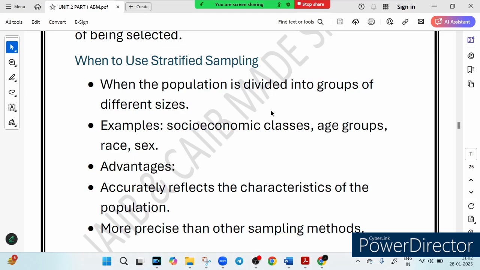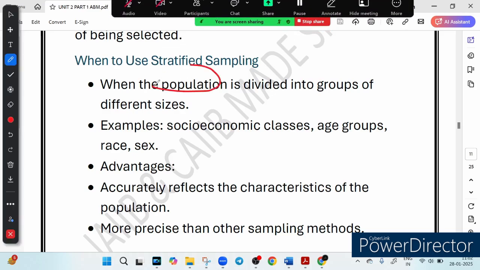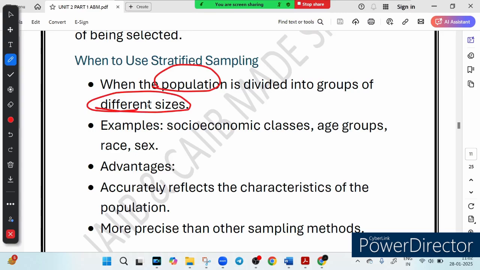So when should we use stratified sampling? When your population is made up of distinct groups. Remember, whenever a population is divided into different groups, you can use stratified sampling. Suppose you categorize your population on the basis of income, age groups, or socio-economic classes. It is like interviewing people from different departments in a company to understand how each one contributes to the whole.